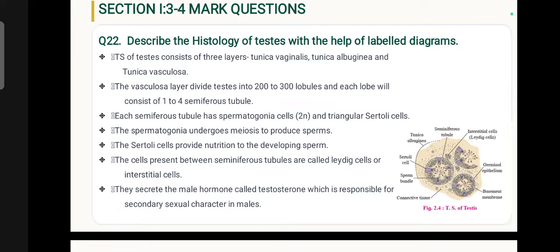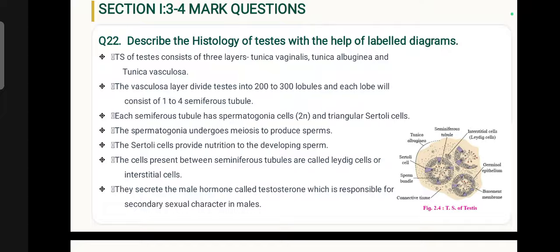So the TS of testes consists of 3 layers: tunica vaginalis, tunica albuginea, and tunica vasculosa. The vasculosa layer divides the testes into 200 to 300 lobules, and each lobule will have 1 to 4 seminiferous tubules. Now the seminiferous tubule has spermatogonia cells and triangular Sertoli cells.